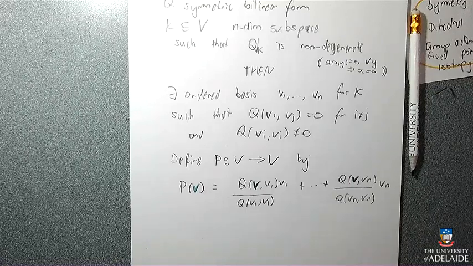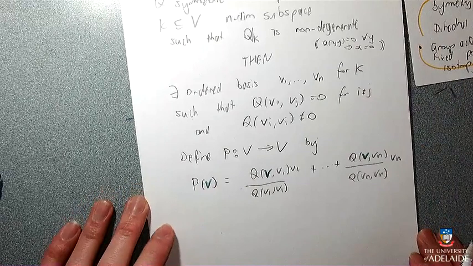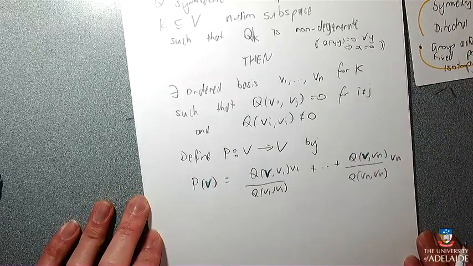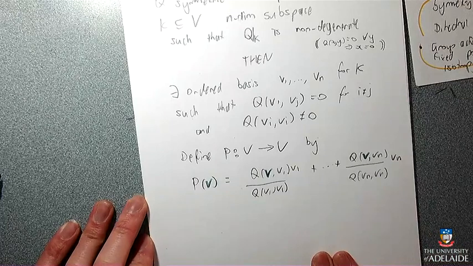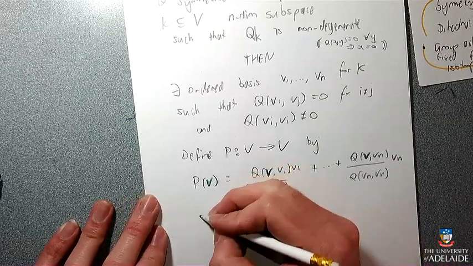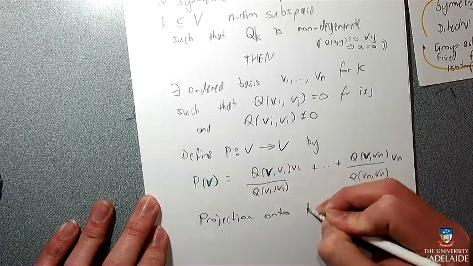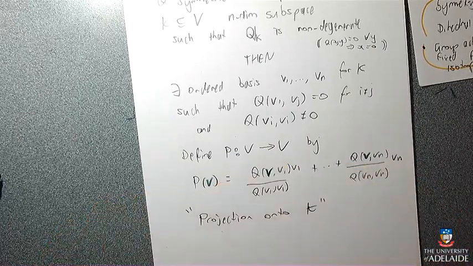All right, let's see if I can get to the end of that. Okay. So, right, this thing is called the projection onto K, or a projection onto K. Characterized by, okay, that's what this thing's name is. Okay? Alright.